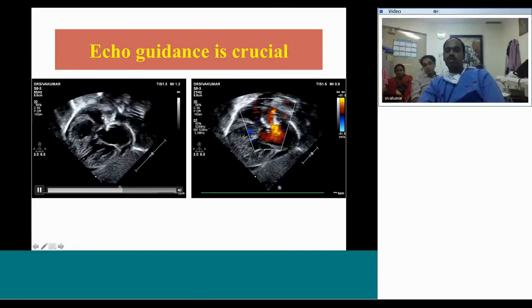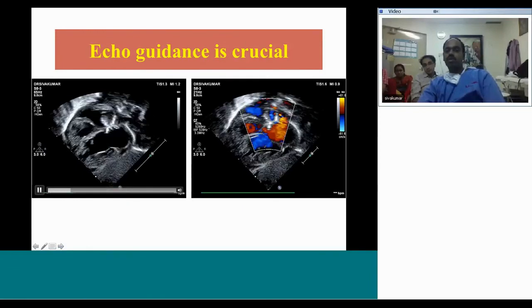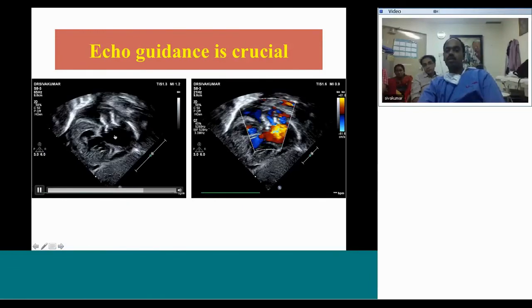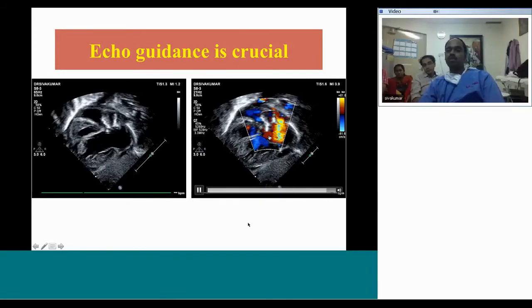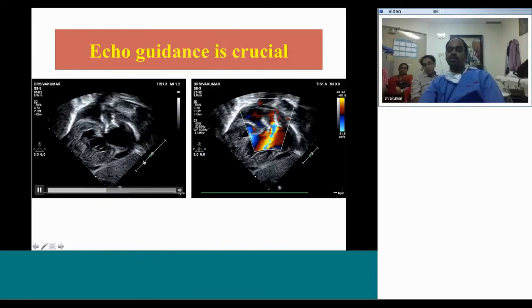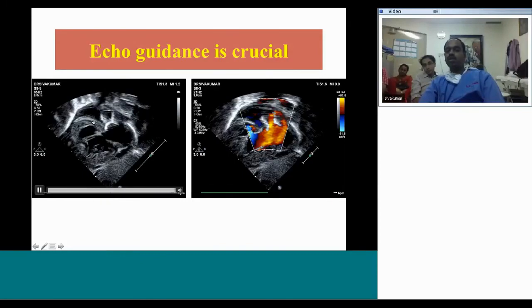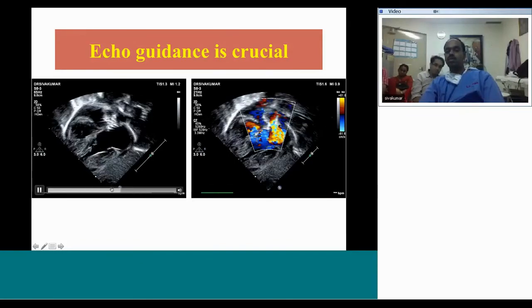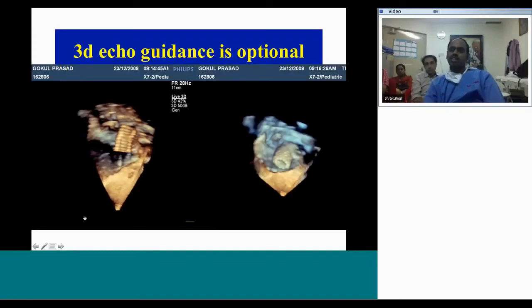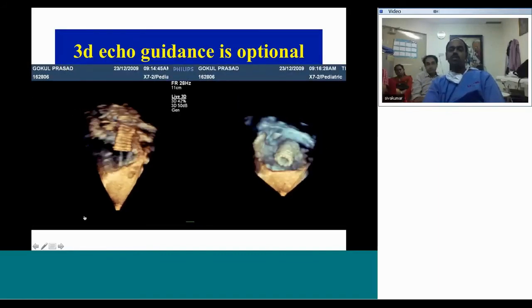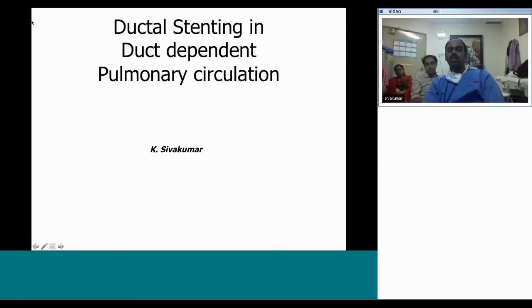See this echocardiography, this is the left atrium, right atrium. The stent will never get embolized because it is expanded on the right side, expanded on the left side. And so you can appreciate a lot of left-to-right laminar flow. So this fibroblastic mitral valve is no longer causing any mitral stenosis at all. It's completely getting decompressed. 3D echocardiographic guidance is optional, can be used, but it's not mandatory.